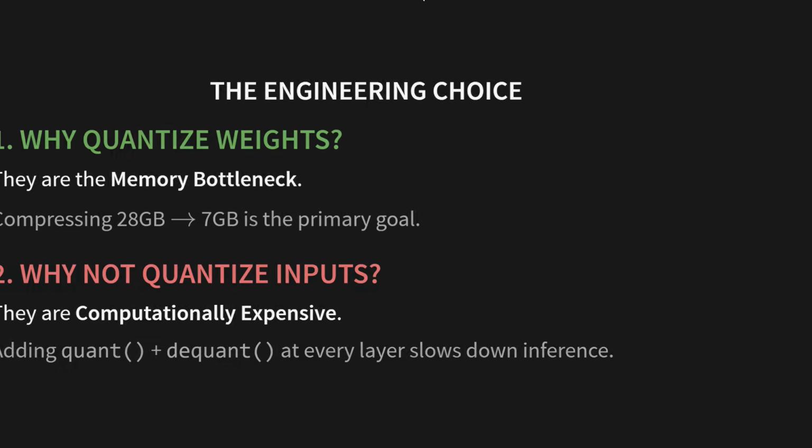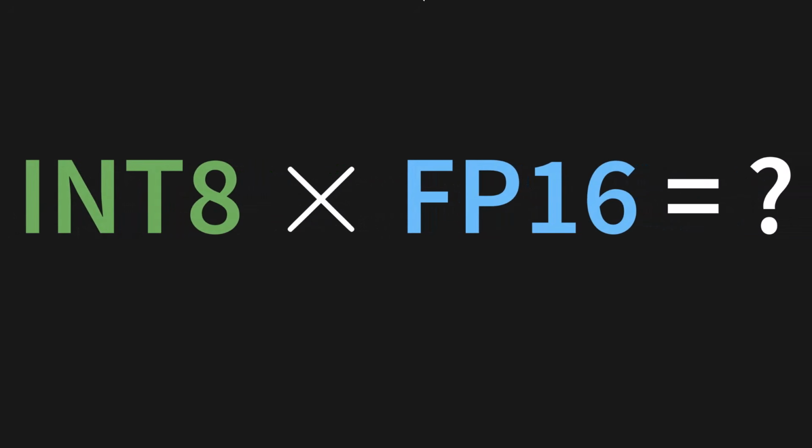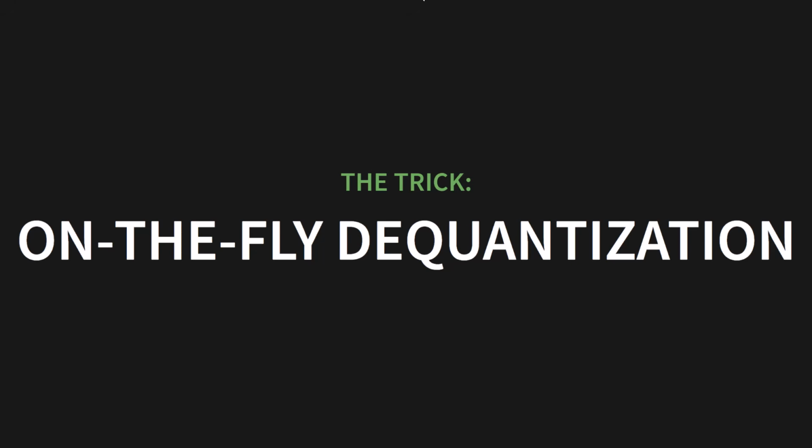This leads us to the industry standard approach, weights-only quantization. But this brings up a new problem. How can you multiply an int8 number with an FP16 number? Isn't that a hardware incompatibility? The answer is a beautiful, elegant solution. It's a trick called on-the-fly dequantization. Let me walk you through exactly how this works, step by step.